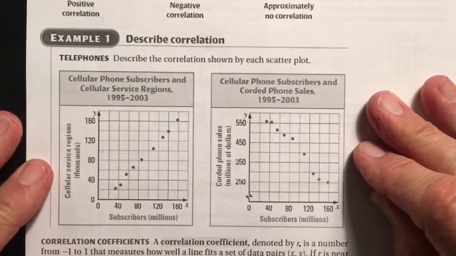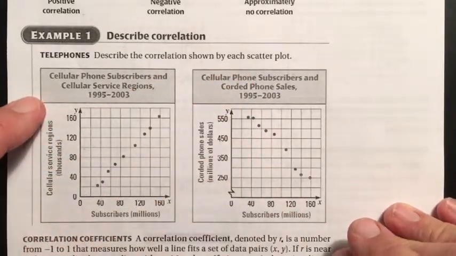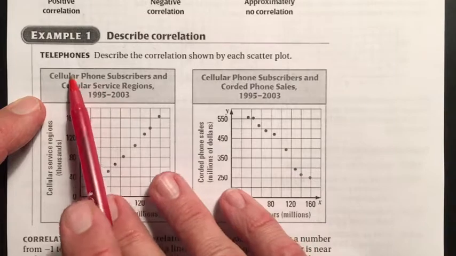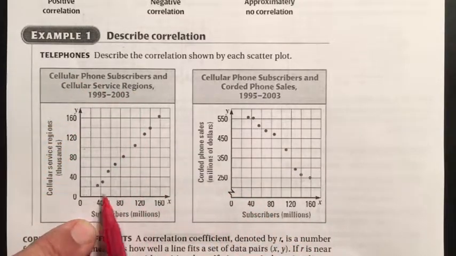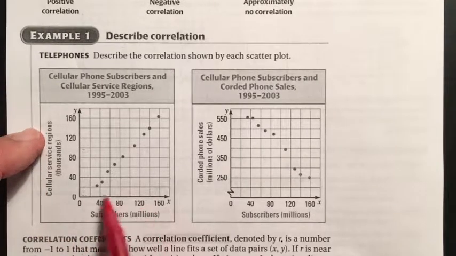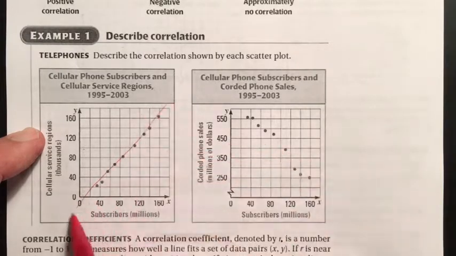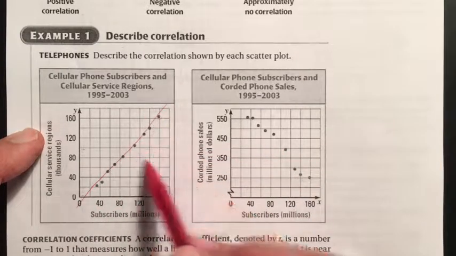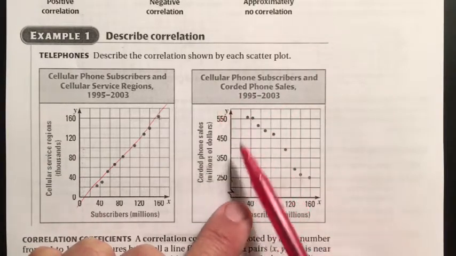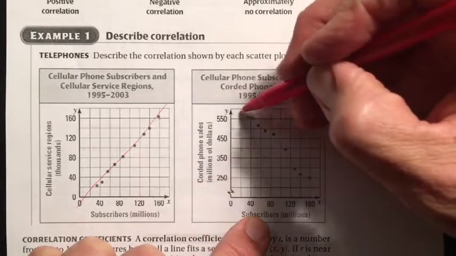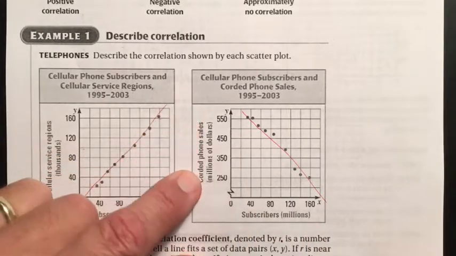Example 1, describe the correlation. Telephones: describe the correlation shown by each scatter plot. This shows the scatter plot of cellular phone subscribers and cellular service regions. As subscribers go up, the service regions also go up. You can draw a line along here, they go in a positive direction. For phone subscribers and corded phone sales, of course, corded phones are going down these days, there aren't many left. These all come down in a negative direction. It's a negative correlation. As you get more subscribers, you have fewer corded phones.